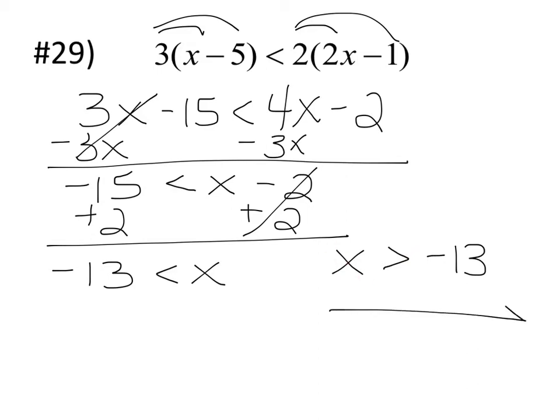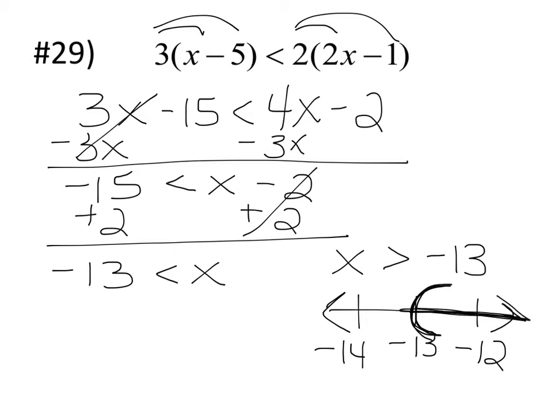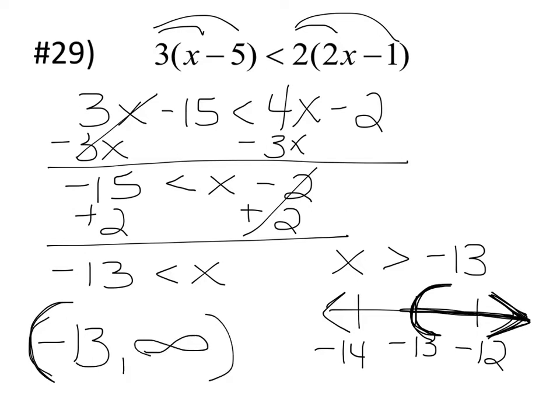So when I go to graph it, I have negative 13, negative 12, and negative 14. It is just greater than, so it's going to go this way. Remember, we always shade the way the arrow's pointing. So you have negative 13 with a parenthesis, and it's going to positive infinity, which is always a parenthesis.